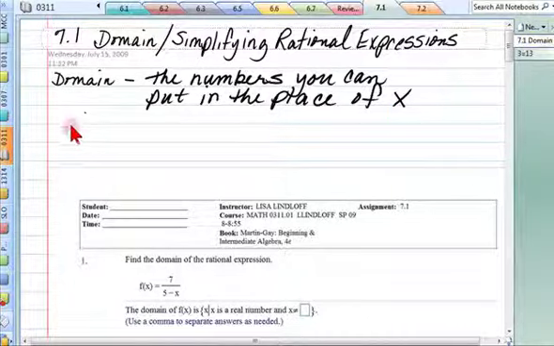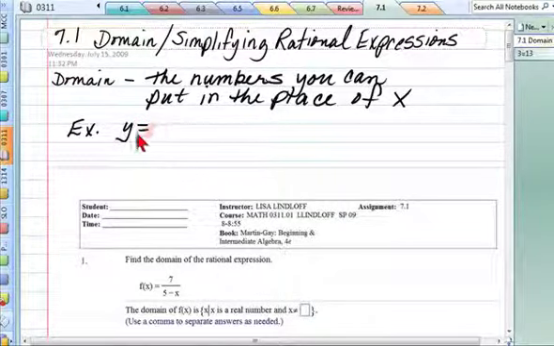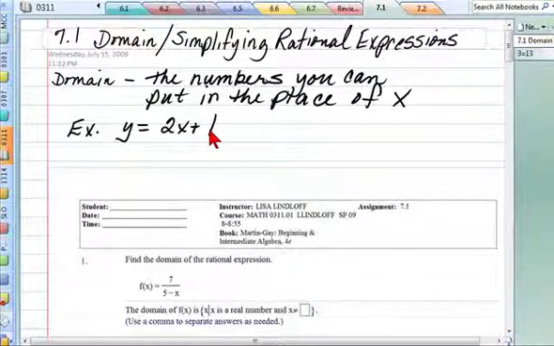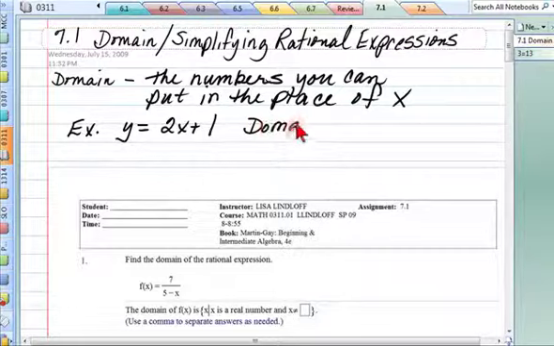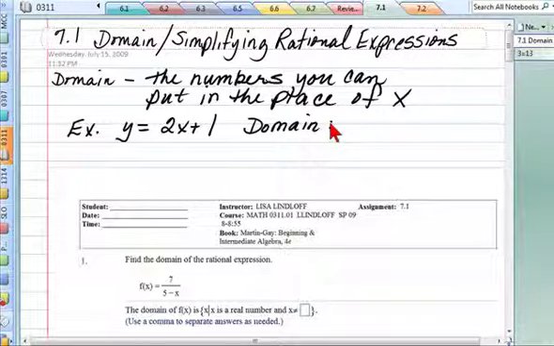Now, before we look at these problems, as an example, if you had y equals, and I'm looking at relationships here now between y and x, if I had y equals 2x plus 1, and I said, what is the domain of this? Well, I'm asking you, what are all of the numbers that you could put in the place of x? Could you put any positive number? Yes, you could put in any positive number for x. You could multiply it by 2, add 1 to it, and out would pop an answer.